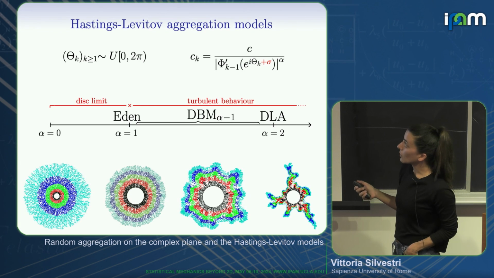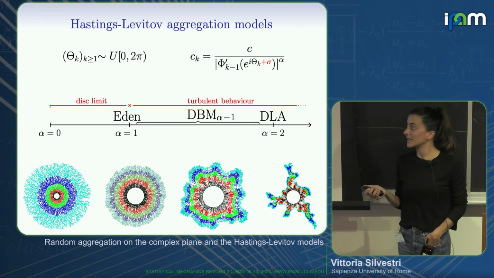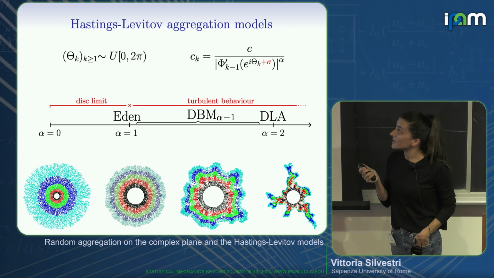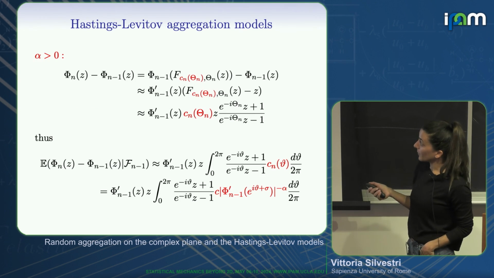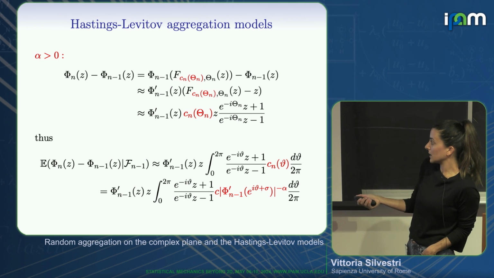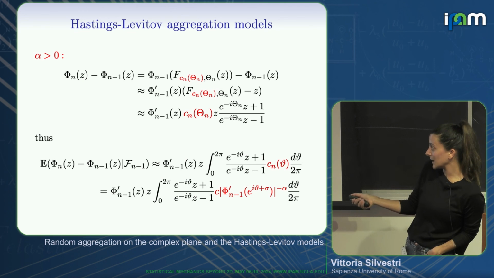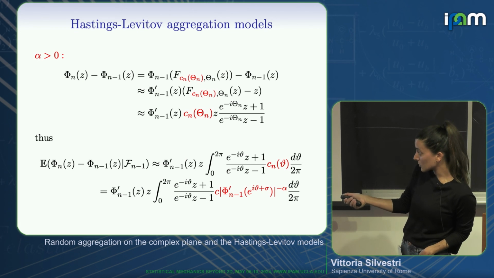OK, and to conclude, let me tell you what happens if alpha is non-zero? Because I only discussed the IID case, and the difficult part is to control this factor here when alpha is any positive number, really. So if you try to mimic this approach, you get into trouble because you don't really have martingales. You have this complicated factor here, which is the derivative of your map very close to the boundary.